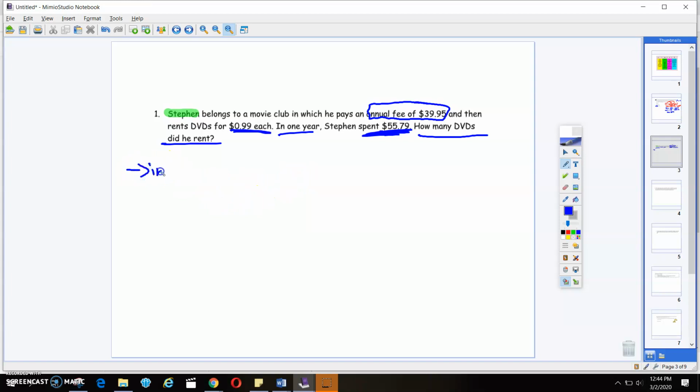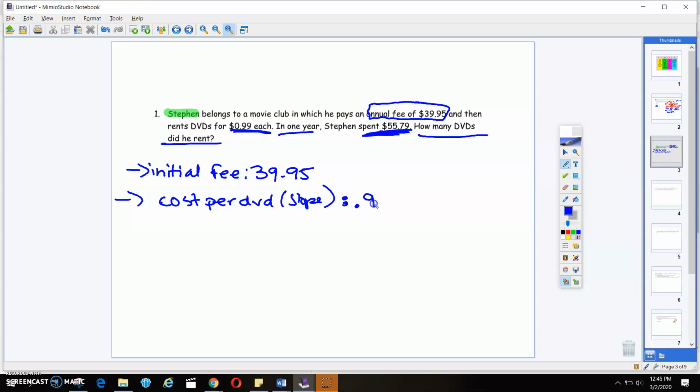Your initial fee, and so you're going to say that's $39.95. And then you're going to say 99 cents each. So that's kind of like cost per DVD. This is also known as slope. We're not there yet. And then you've also got how much he spent in total, so like total amount. So that's going to be $55.79. And then our question is, how many did he rent?